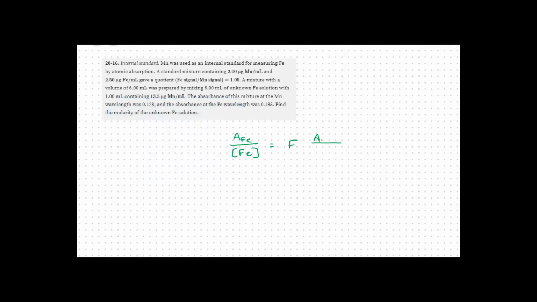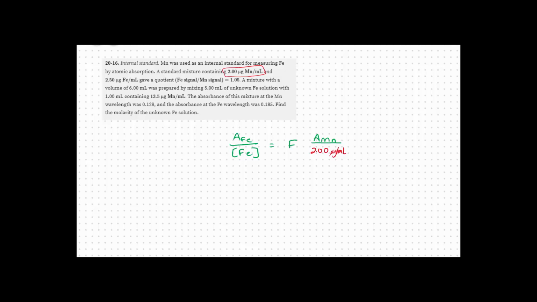So for example, for this internal standard problem, this is one of those problems where we're looking at the absorbance of one of our elements over the concentration of that element is going to be equal to some factor that we need to calculate, and that's going to be multiplied by the absorbance of our other element divided by the concentration of that element. So we need to calculate this F based on our standards. So what I'm going to do is start filling in our values. We have 2 micrograms of manganese per milliliter in our standard. So I'm going to put that right here, 2.00 micrograms per milliliter.